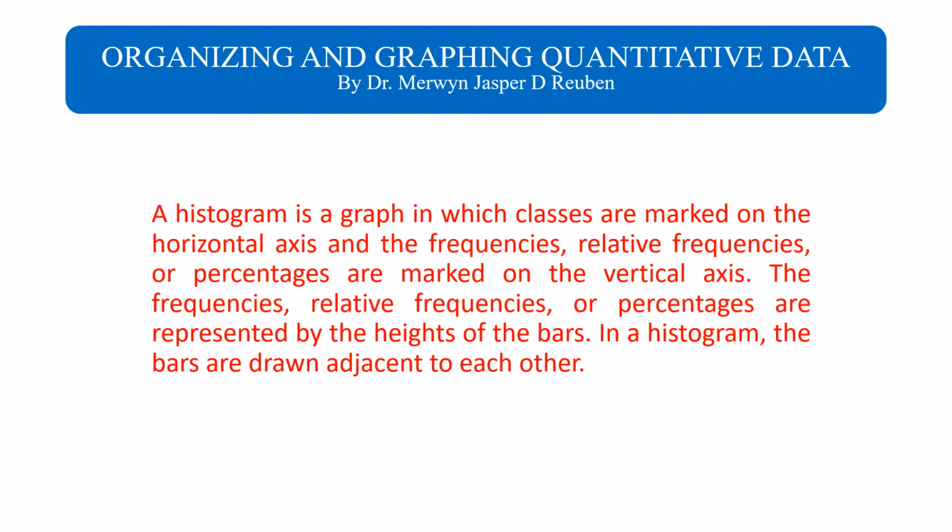Now let us see how to graph quantitative data. The first thing that we are going to do here is a histogram. So a histogram is a graph in which classes are marked on the horizontal axis and the frequencies, relative frequencies or percentage are marked on the vertical axis. The frequencies, relative frequencies or percentage are represented by the heights of the bars in a histogram. The bars are drawn adjacent to each other.